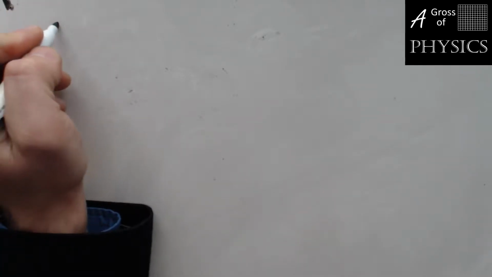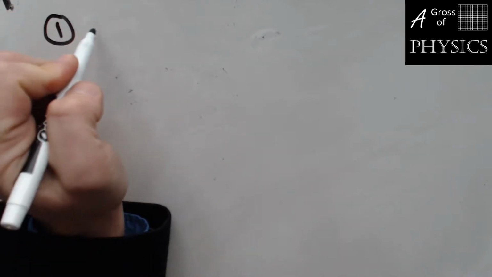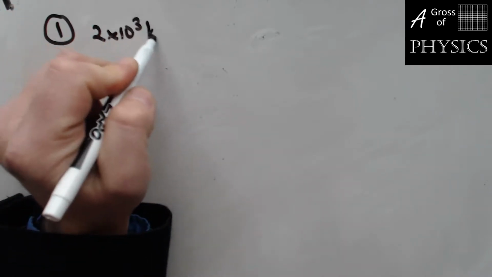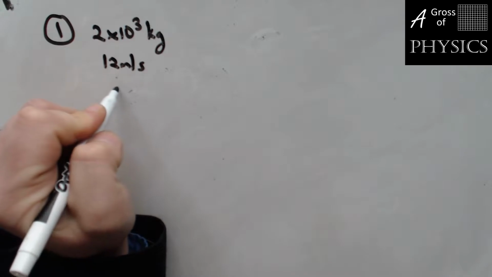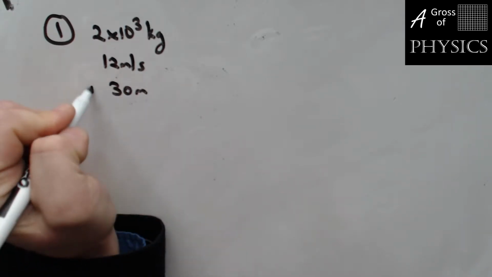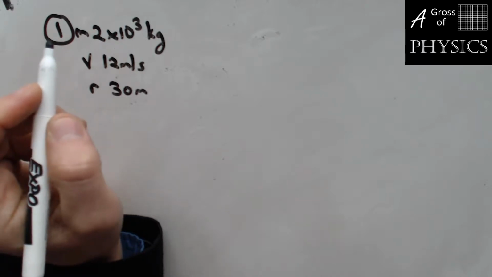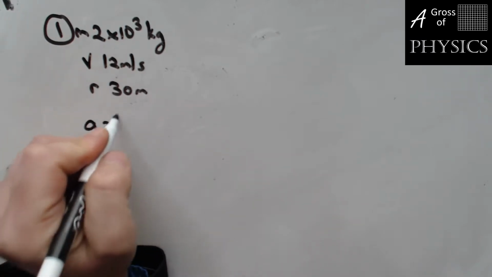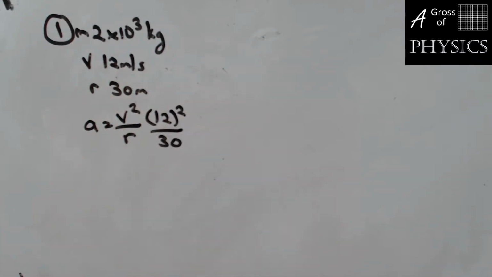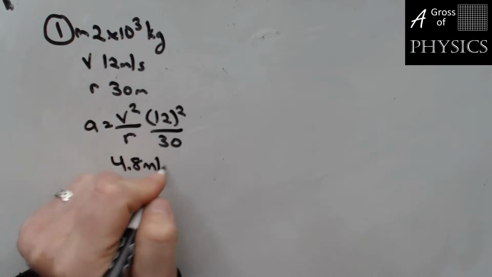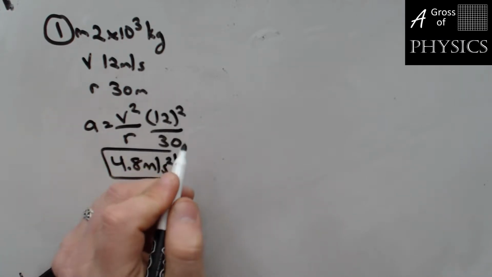All right, on to review assignment 3. Question 1. We have a car that is 2 times 10 to the 3 kilograms, and it's moving at 12 meters per second around a radius of 30 meters. So RVM, what's the centripetal acceleration? That's V squared over R. 12 squared over 30. So 12 squared divided by 30 is 4.8 meters per second squared. Choice 2.